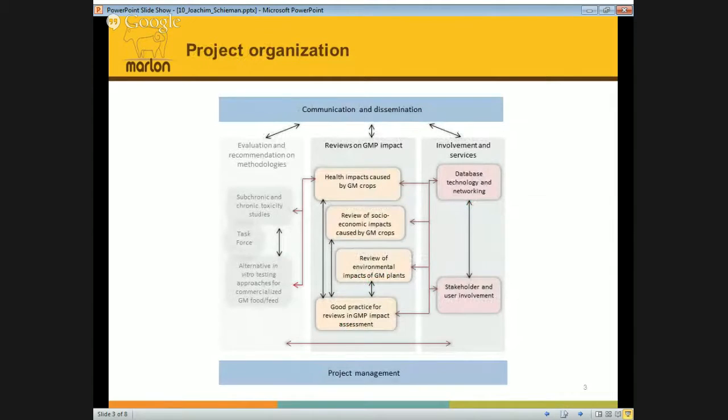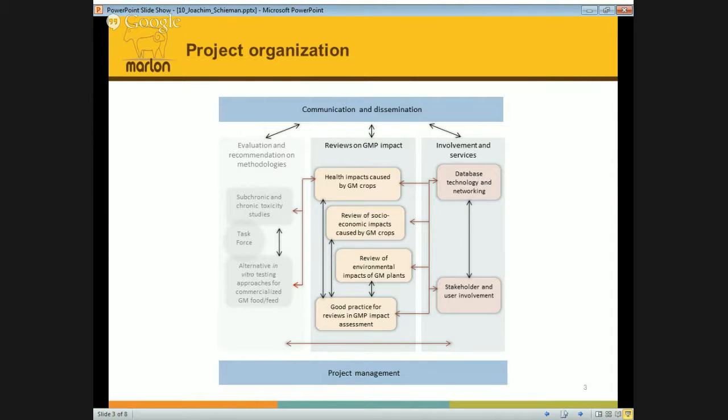Here's a scheme organized according to different work packages. I will shortly go to this point here. We are performing several so-called systematic reviews on three topics. The first topic is health impacts caused by genetically modified crops. The second is a review on socio-economic impacts resulting from the cultivation of genetically modified crops. And the third is a review of environmental impacts.